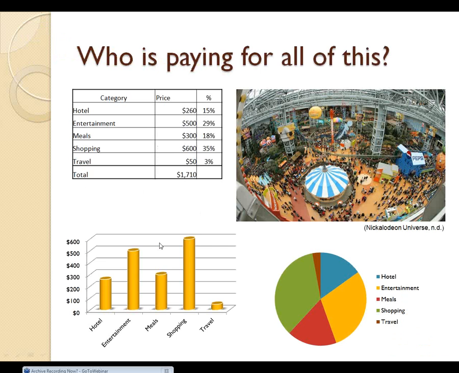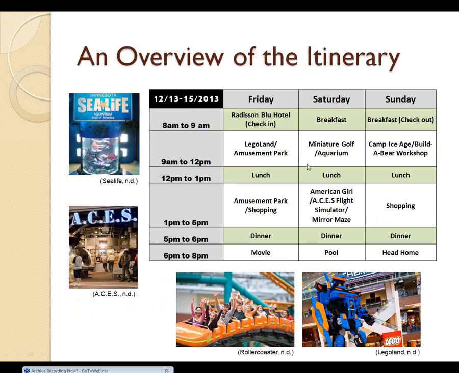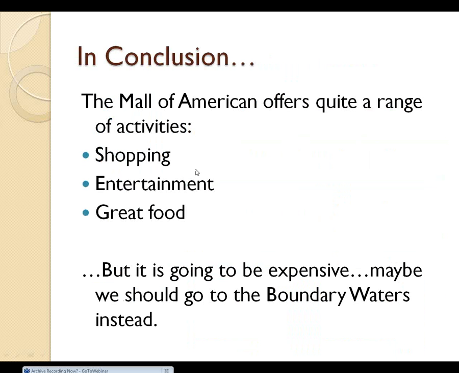So here's where I've added an Excel chart, just some information about how much it's going to cost to stay there. I did create a column chart here as well as a pie chart. I wish I would have gone in and added the percentages, but you can see how much we'll be spending at the Mall of America. Over here I've included a citation for a picture that I got off the internet from their website. Again, I've got four images here, all of them named, as well as an itinerary for that particular day at the mall.